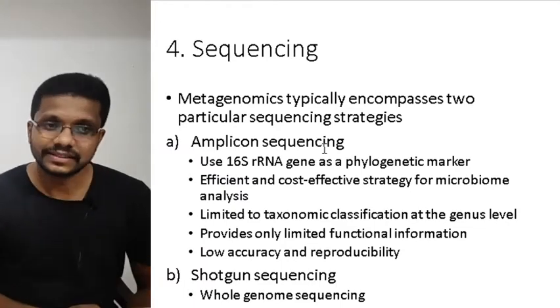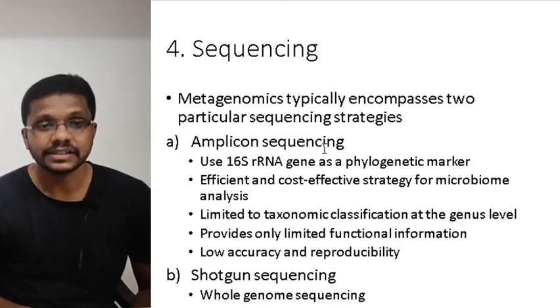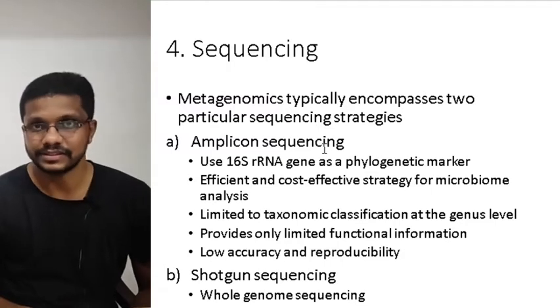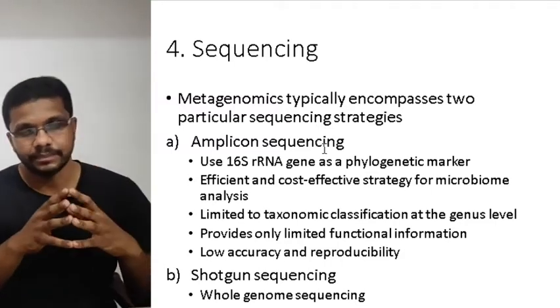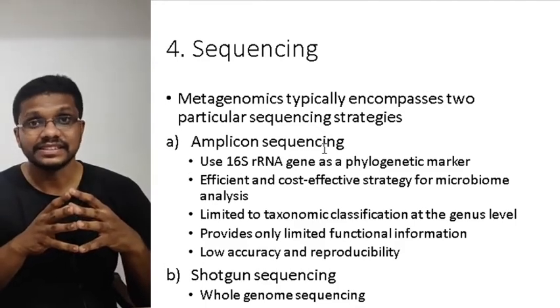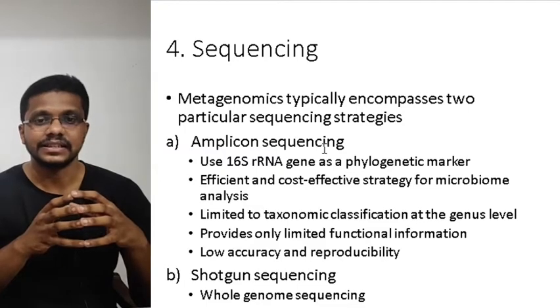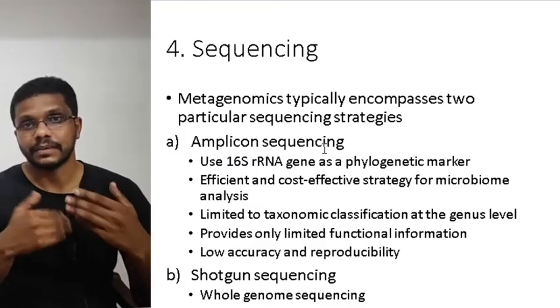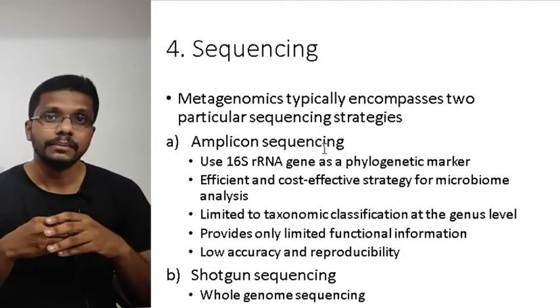The next step is sequencing. Metagenomic sequencing can be done in two different strategies. One is amplicon sequencing, the second is shotgun sequencing. In amplicon sequencing, we sequence only a specific region of DNA, and most commonly that will be the 16S rRNA gene. The 16S rRNA gene is used as a marker. Depending on the type of microorganism, this marker will change. It's a molecular marker which is used for identifying microorganisms.